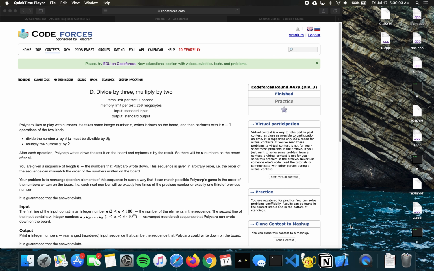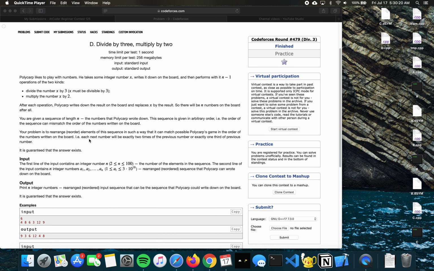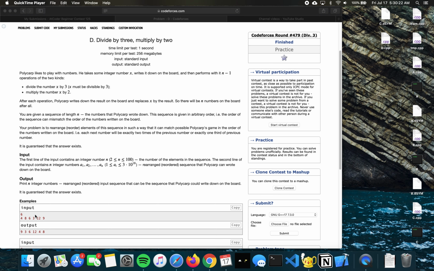In this problem, we're given a list of n numbers that is created using some operation. Given any number, you can divide the number by 3 if that number mod 3 is 0, or you can times that number by 2. And this list you're given can be in any order. What you want to output is the right order such that these operations make sense.